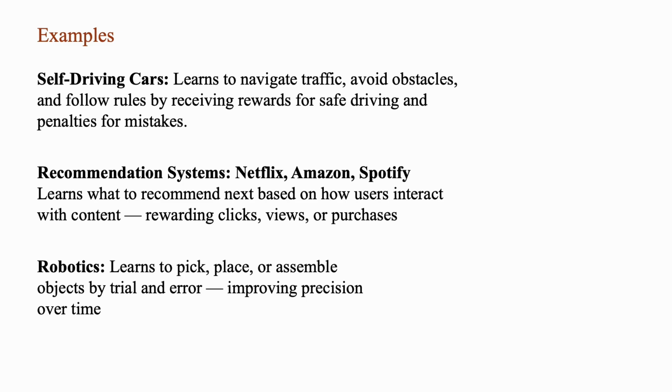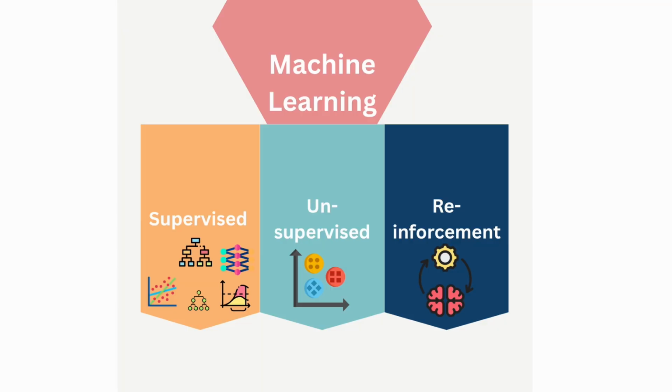That brings us to the end of this video. We learned supervised learning, where machines learn from labeled data, unsupervised learning, where patterns emerge from chaos, and finally reinforcement learning, where agents learn by trial and error and reward.